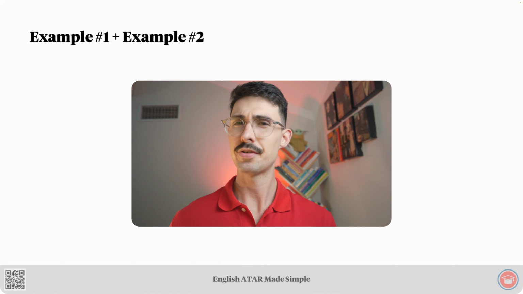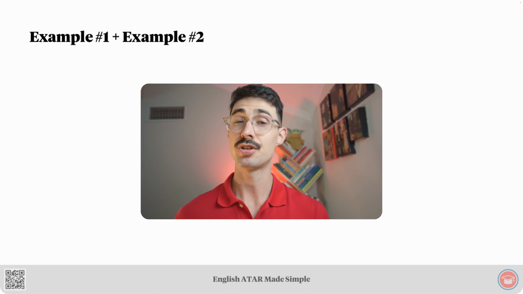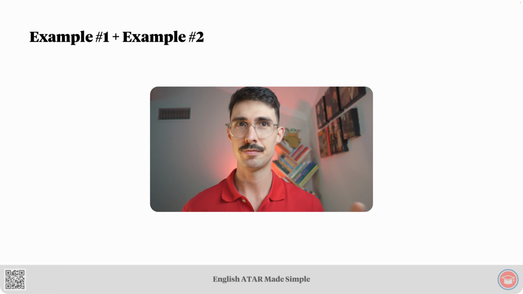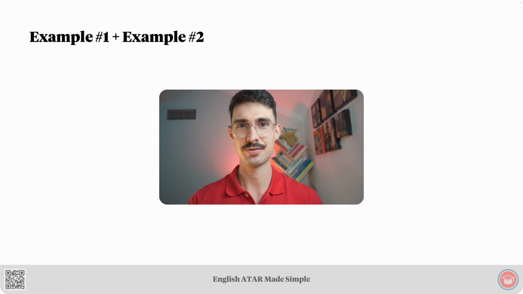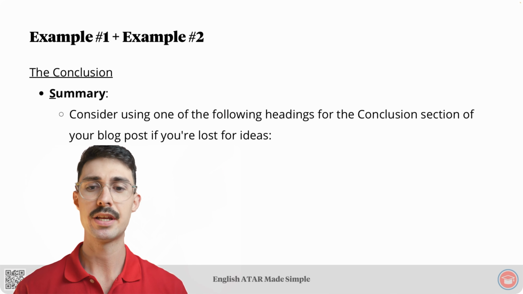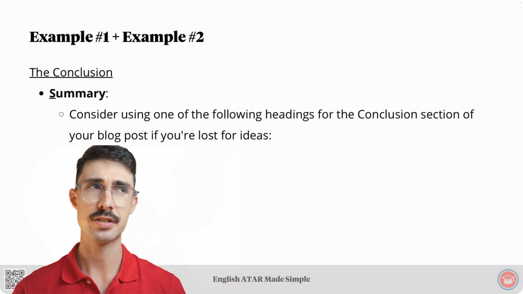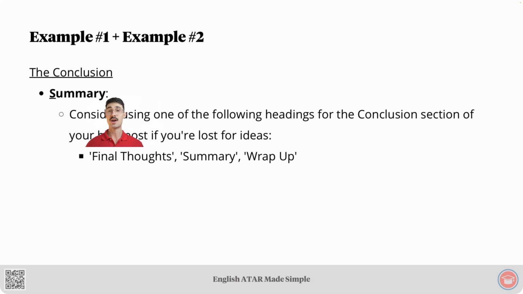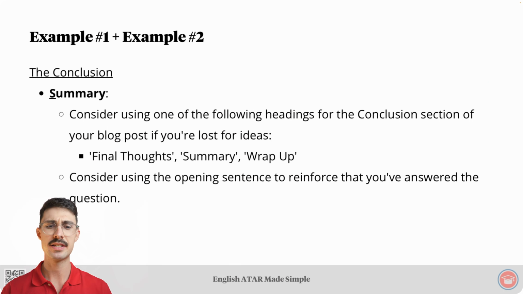After we recapped the structure of section 5, we looked at example 1 and example 2. Here are some key takeaways about the elements of the conclusion in relation to our discussion of these examples. Starting with the summary. Consider using one of the following headings for the conclusion section of your blog post if you're lost for ideas: final thoughts, summary, wrap up. Also, consider using the opening sentence to reinforce that you've answered the question.